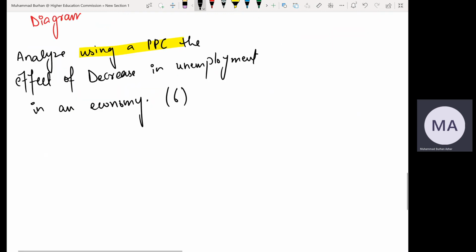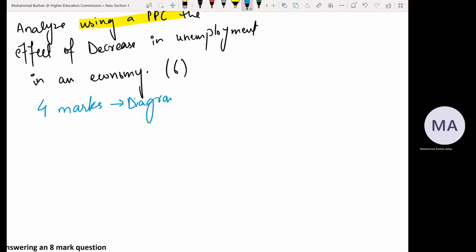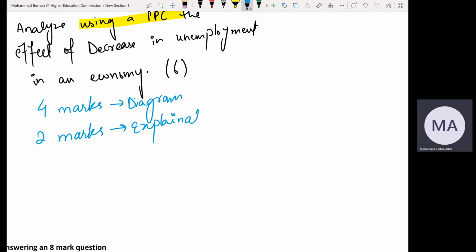In this kind of question there will always be 4 marks reserved. The examiner has reserved 4 marks for the diagram, and 2 marks for the explanation of that diagram. Okay, let's see. The question says the effect of a decrease in unemployment. I know that it's a movement from inside the PPC towards the PPC.